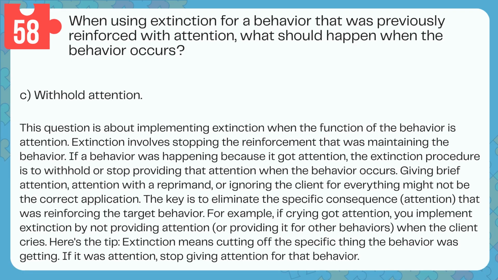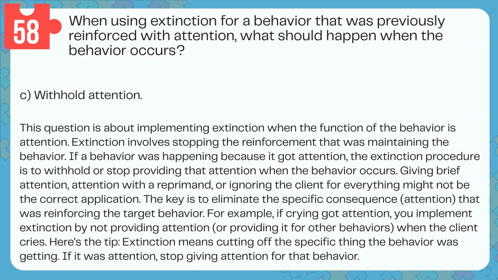Answer: C. Withhold attention. This question is about implementing extinction when the function of the behavior is attention. Extinction involves stopping the reinforcement that was maintaining the behavior. If a behavior was happening because it got attention, the extinction procedure is to withhold or stop providing that attention when the behavior occurs. Giving brief attention, attention with a reprimand, or ignoring the client for everything might not be the correct application. The key is to eliminate the specific consequence, attention, that was reinforcing the target behavior.